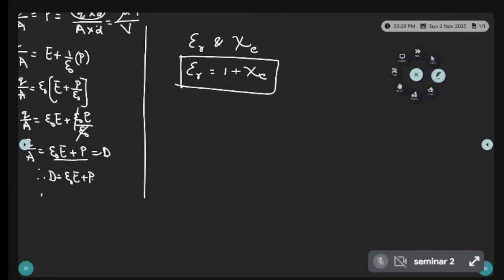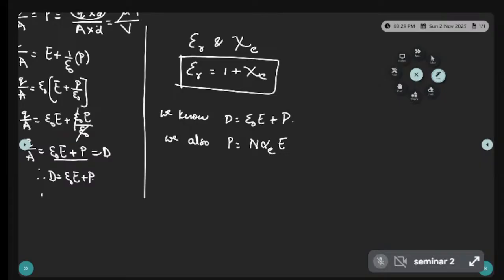Electric susceptibility, relative permittivity. To derive this relation, we make use of the equation that we derived just now. We know D is equal to epsilon naught E plus P. We also know what P is. Polarization vector P is equal to N alpha E into E, where N is equal to 1.